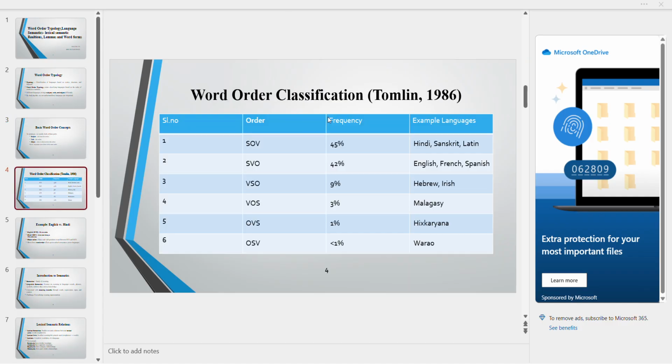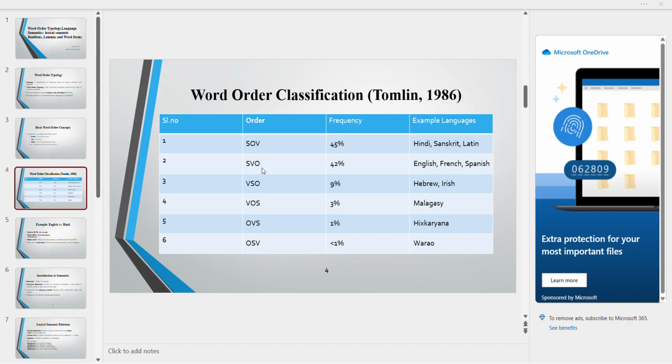Word order classification. It was introduced by Thomlin in 1986. There are 6 types of word order classification. The first one is subject object verb, subject verb object, verb subject object, verb object subject, and the last is object subject verb. First, subject object verb. Let's take an example. She apple eats. The language used here is Hindi, and the frequency we obtained is 45%.